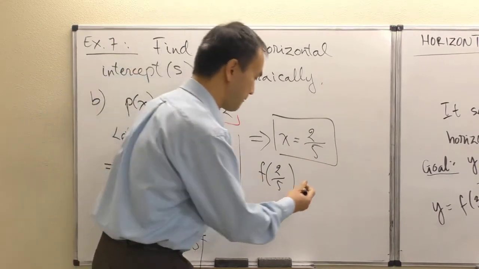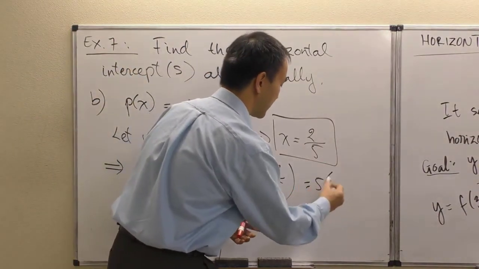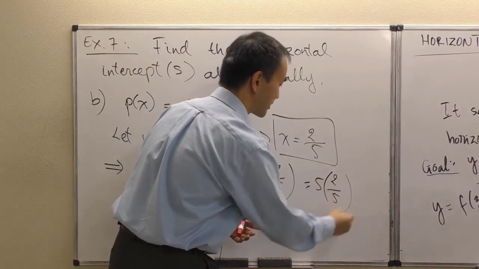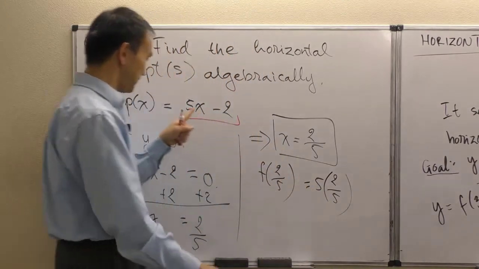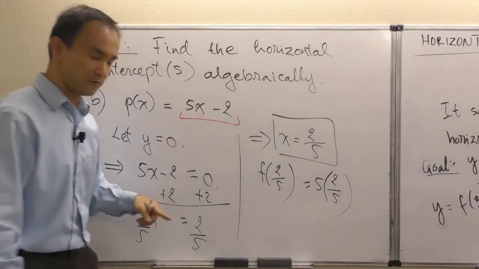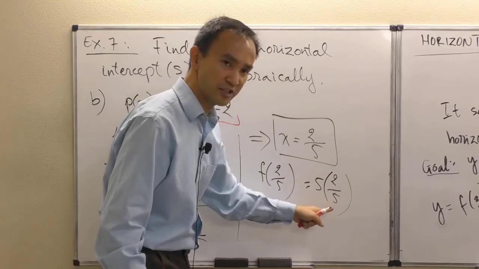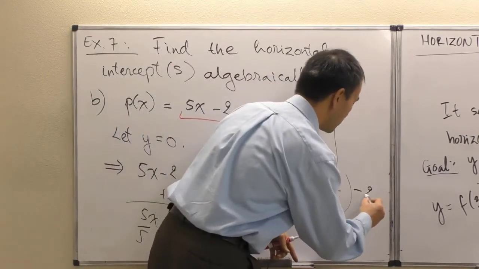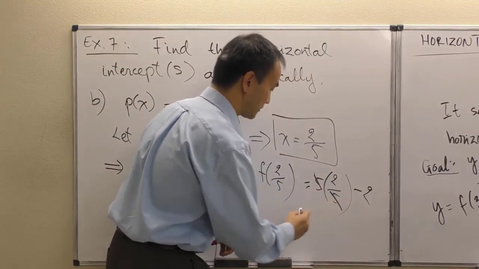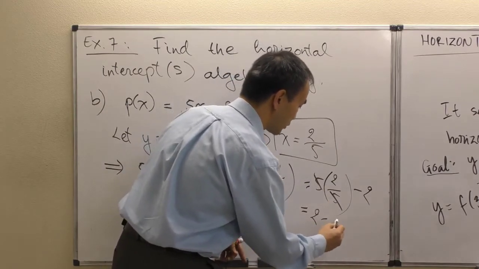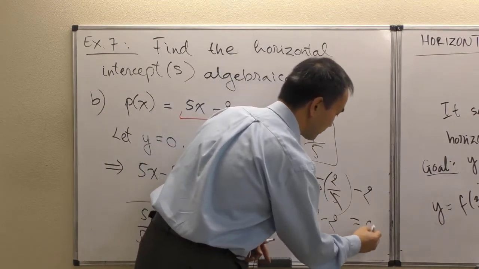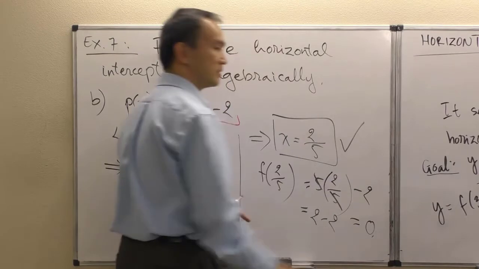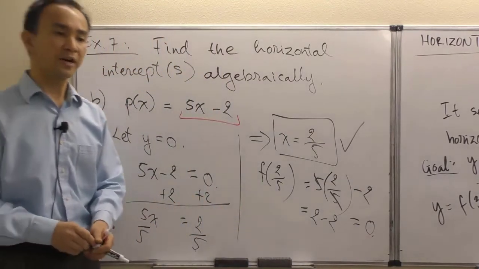We want that to happen, so let's find out. 5 times 2/5. The rule of the function says 5 times the input minus 2. 5 times the input, which is now 2/5, minus 2. 5 cancels with 5, consequently ending up with 2 minus 2. That gives me a 0. So now we know that we've found our solution correctly.